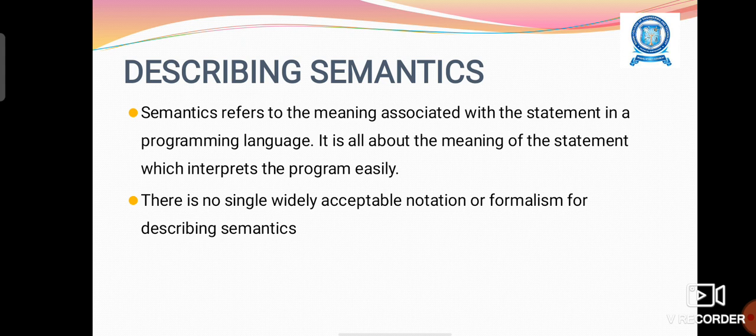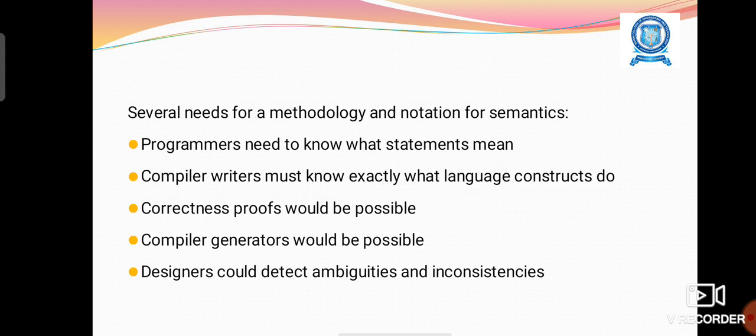Describing semantics. Semantics refer to the meaning associated with the statement in a programming language. It is all about the meaning of the statement which interprets the program easily. There is no single widely acceptable notation or formalism for describing semantics.